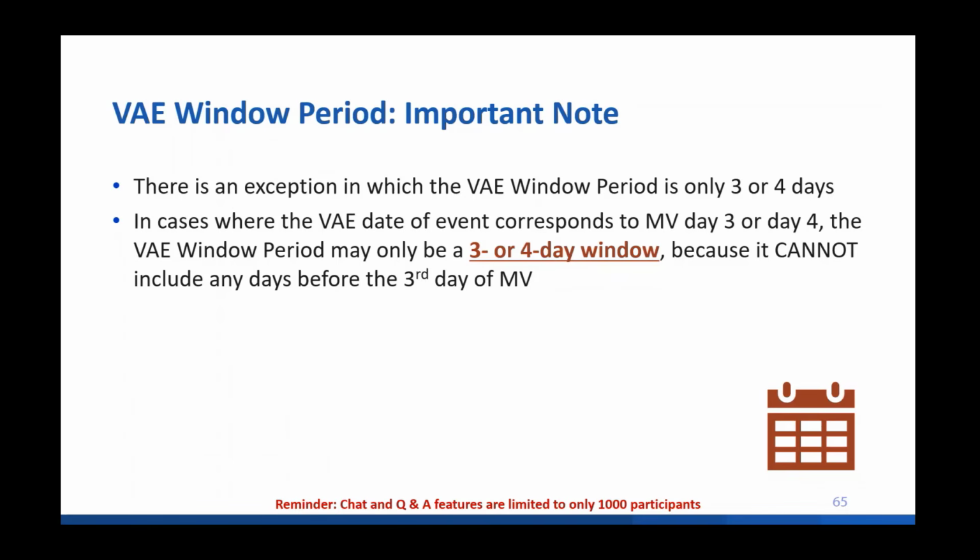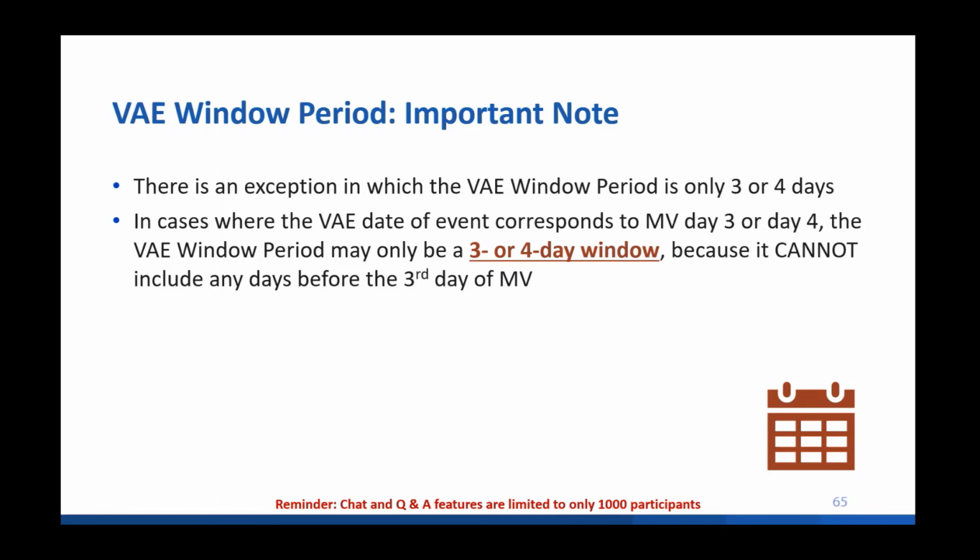It's important to note that there is an exception in which the VAE window period is only 3 or 4 days versus the usual 5. Remember that a patient is not eligible to meet VAE criteria until mechanical ventilation day 3 or later. So in cases where the VAE date of event corresponds to mechanical ventilation day 3 or 4, the VAE window period may only be a 3 or 4 day window because it cannot include any days before the 3rd day of mechanical ventilation.